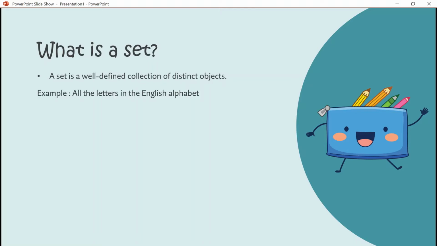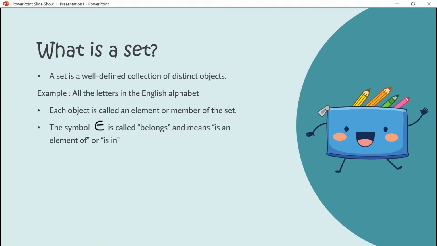So an example of a set could be all the letters in the English alphabet. So if we write down all the letters A to Z, then those would be considered as a set. Let's look at a couple more terms. So each object is called an element or a member of a set. Let's look at the symbol that defines whether an element belongs to that set or not. This symbol is called the belong symbol, and it means that the element is a part of that set or is in that set.